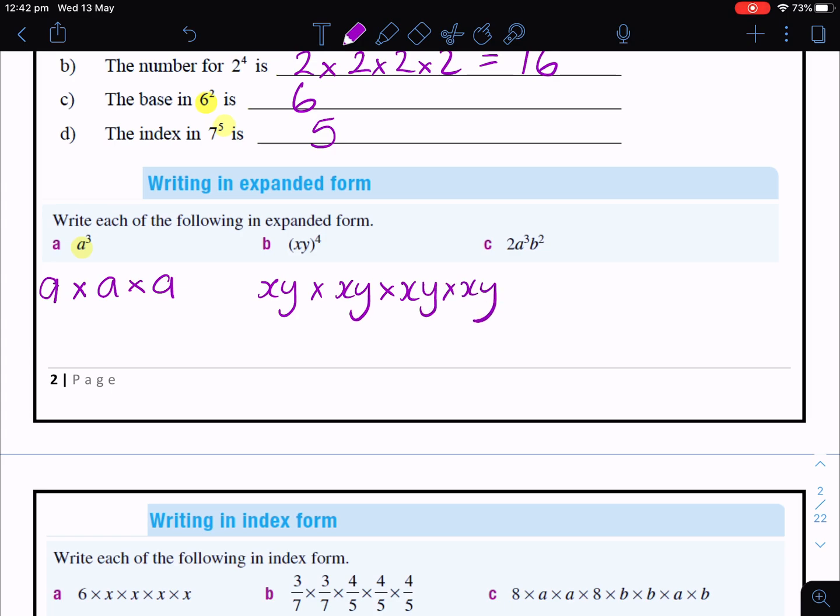And C, we've got a few parts here. We've got a 2. Now there's no power on 2, so it's just 2 times A to the power of 3. So it would be A times A times A. And B to the power of 2, so it would be B times B. So we're just taking that and expanding it.